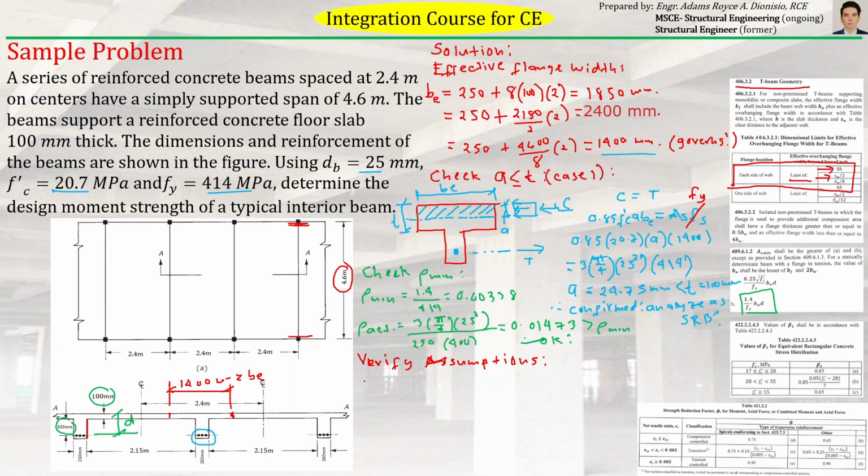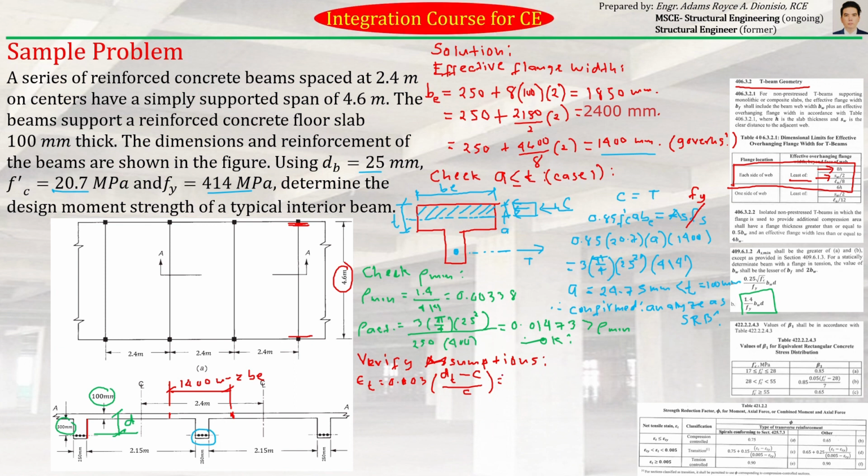So, check lang natin yung tensile strain niya. Formula sa tensile strain, alam na natin yan. 0.003 times dt. Yun yung tamang formula. dt dapat yun, hindi lang siya basta t. dt minus c over c. Although dito, since single layer lang naman yung tension reinforcement natin, edi dt is just equal to d. Substitute lang, 0.003 times dt na d lang din, which is 400, minus c. Di pa natin na-compute yung c.